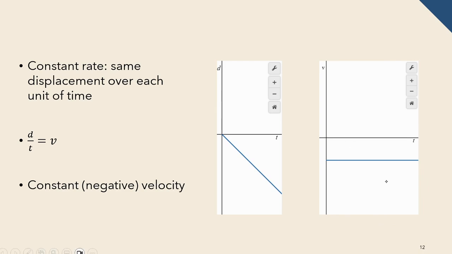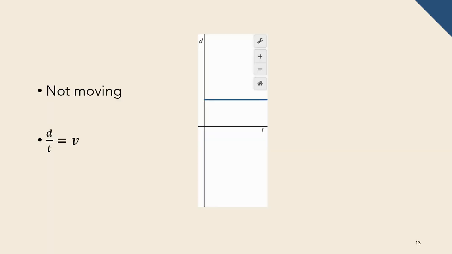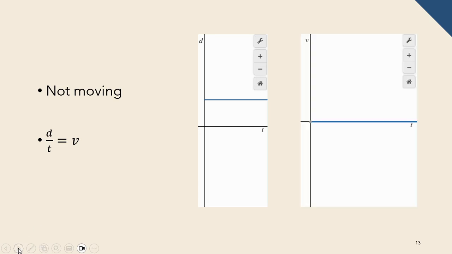In this graph, the object isn't moving because a horizontal line means it's staying at the same position throughout time. So its velocity is 0 meters per second. And another way to see this is that the slope of this graph is 0. So the velocity time graph would look like this.